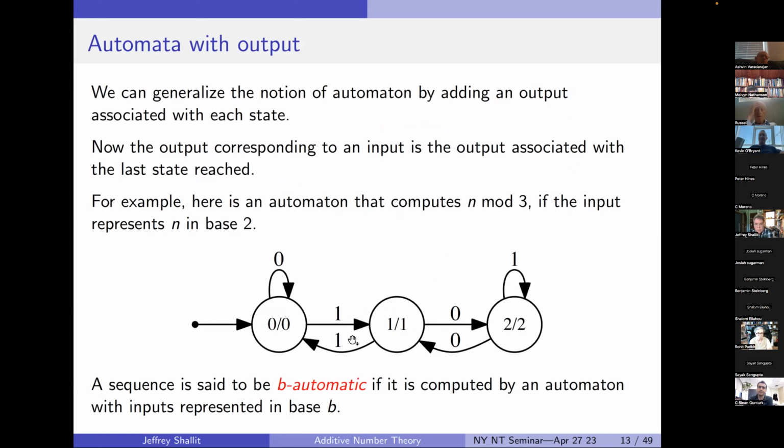So here's an automaton that computes n mod 3 if the input is n in base 2. Basically it just keeps track of, as it reads the bits, what residue class the current prefix of the number that you've read so far is in. And then at the very end, it returns it, in the way that follows the number that follows the slash. So a sequence, more generally, over a larger alphabet is B-automatic if it's computed by an automaton with inputs represented in base B.